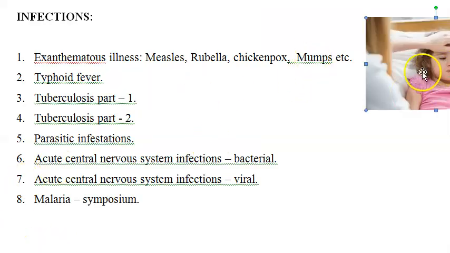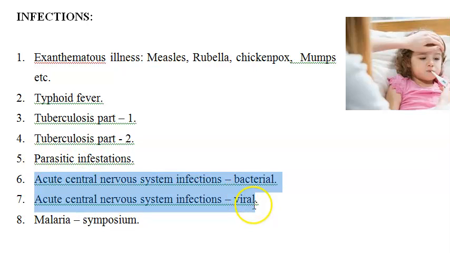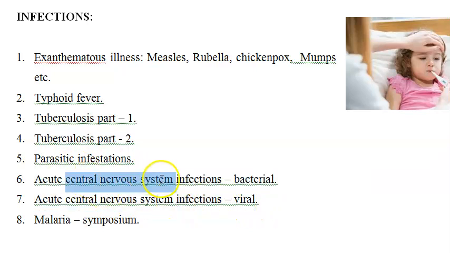So infections, you should know MMR, measles, mumps, rubella, chickenpox. You should know chickenpox has a separate vaccine, right? Varicella. Measles, mumps, rubella comes under MMR, chickenpox, typhoid, tuberculosis, then parasitic infestations, which means they keep giving deworming medicines, right? Then bacterial central nervous system infections, viral central nervous system infections, malaria.